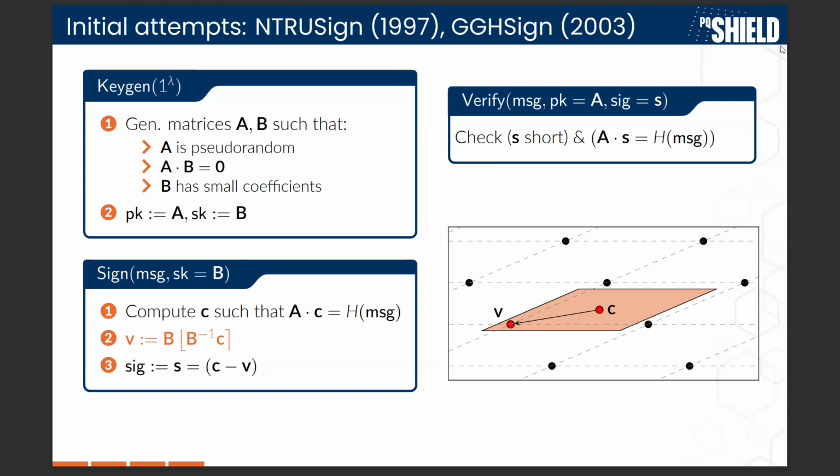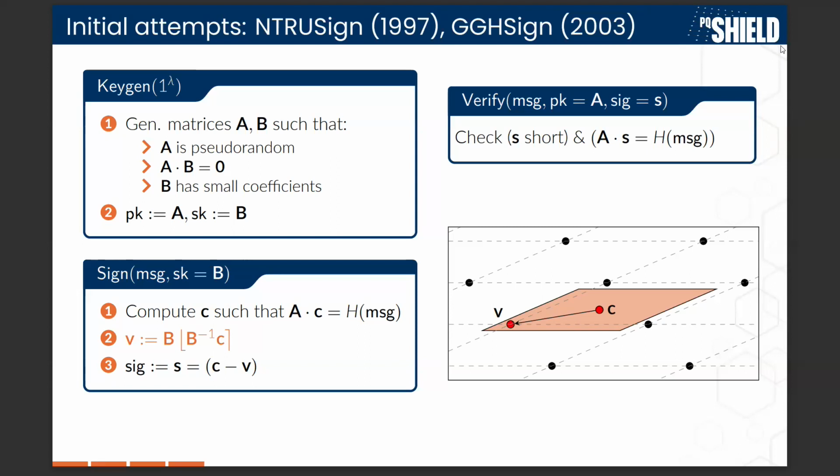And then to sign a message, one first hashes the message into some point in space, call it C here. I'm sorry, don't call it C. We'll choose an arbitrary solution C of A times C equals the point in space. And then C, though in general will be very large, will be a very long vector.